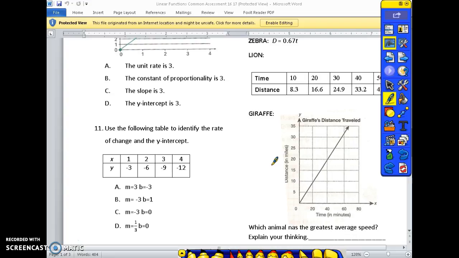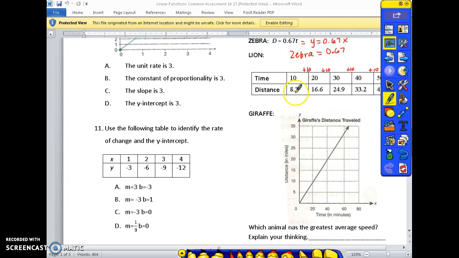When you have an equation, D equals 67/100 t. That's the same thing as Y equals 67/100 x. All they did was say that the distance is equal to 67/100 of a mile per minute. This is in minutes, per minute. So, your slope is the m, in y equals mx plus b, the coefficient of x. So for the zebra, that is 67/100.